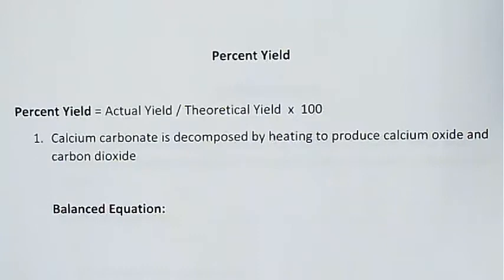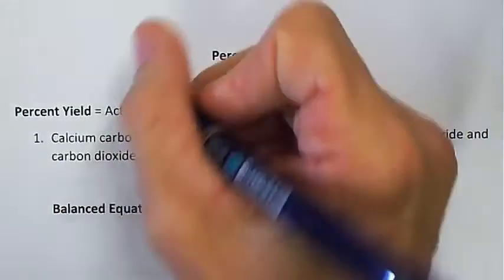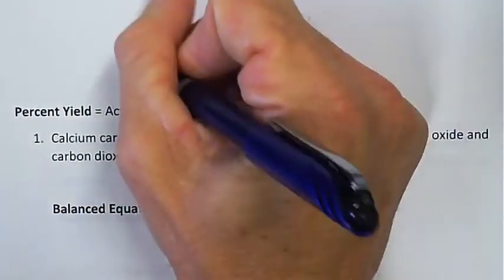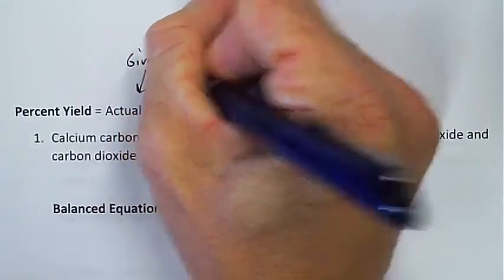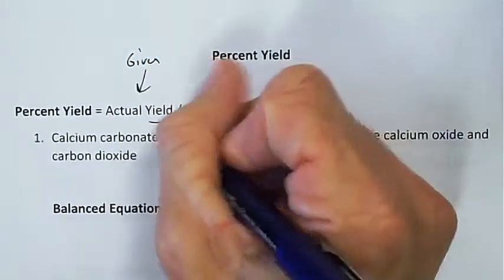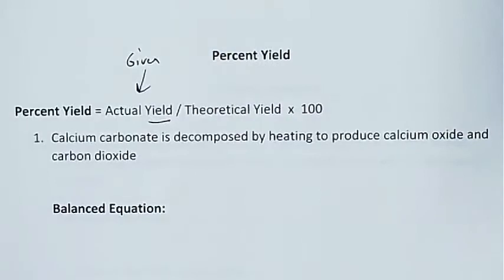Now, the actual yield, this number right here, is always going to be given in the problem. How are you going to identify it? Because it's a yield, it's got to be a product in the reaction. Then you're going to calculate what you get in theory, divide it into that number, and then multiply by 100, and that'll give you the percentage that you got based on what you should have gotten if every single atom and molecule hit.